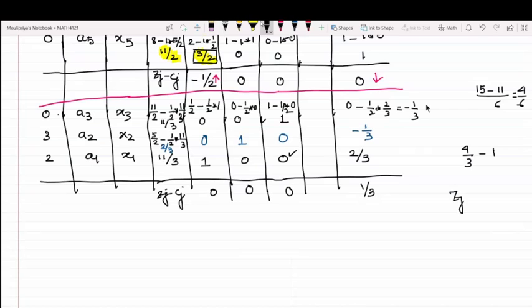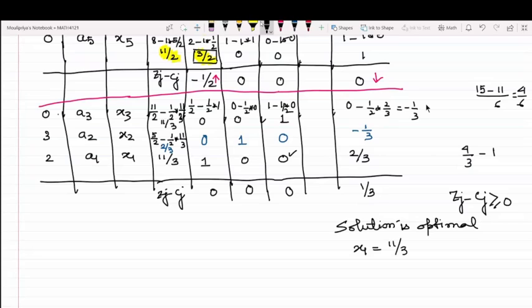So we are getting all Zj minus Cj's to be greater than or equal to 0. So we have reached the condition for optimality. The solution is optimal. And the solution would be, what do we have? We have x1 as 11/3, x2 as 2/3. x3 won't matter because it's actually a slack variable.